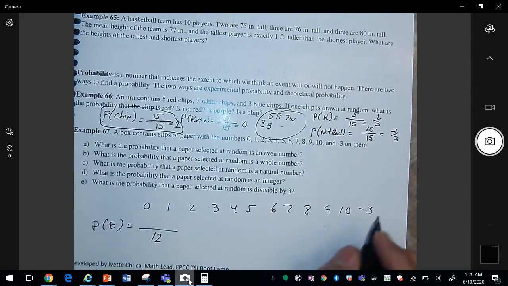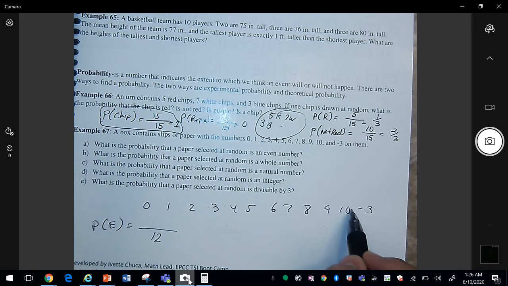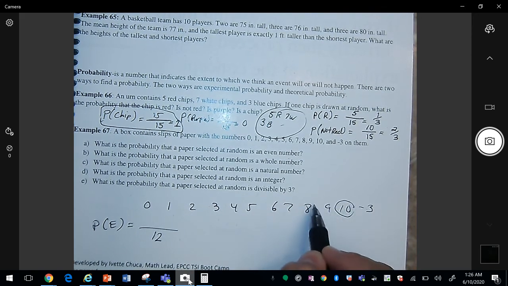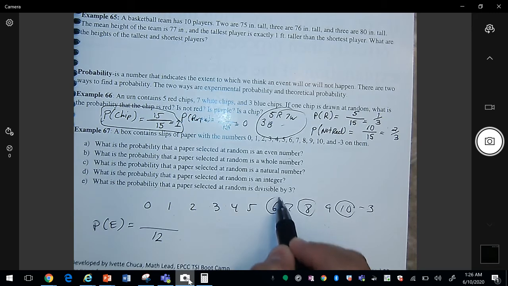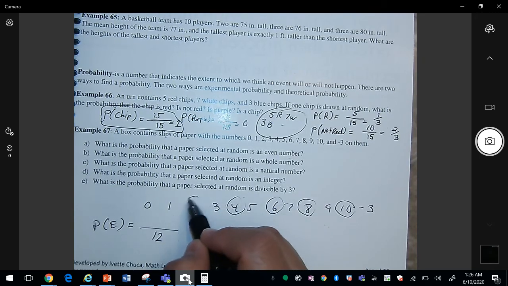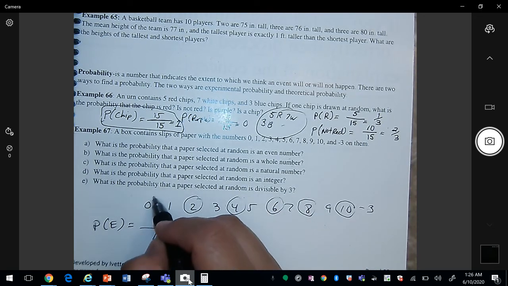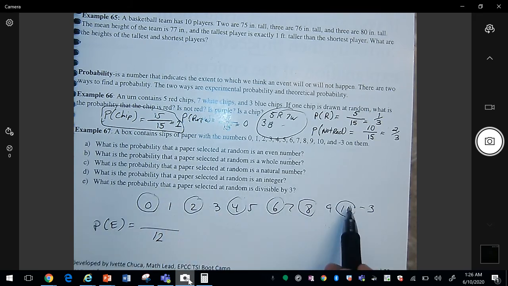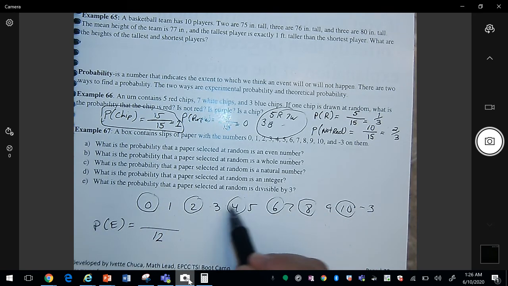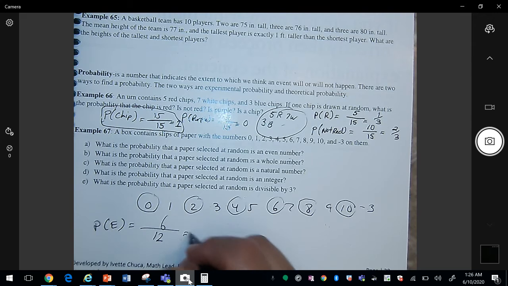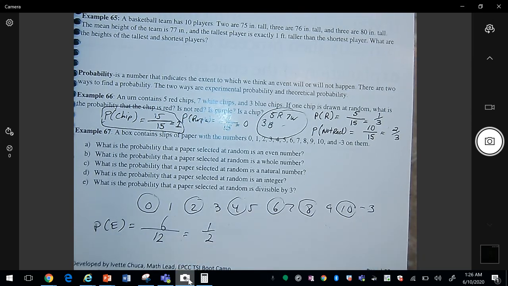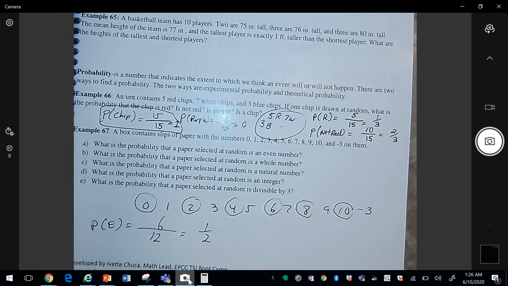And of these 12, how many are even? So 10 is even, 8 is even, 6 is even, 4 is even, 2 is even, and actually 0 is also even. So we have 1, 2, 3, 4, 5, 6. So the probability of getting an even number is going to be half. 0 is even since it's divisible by 2.